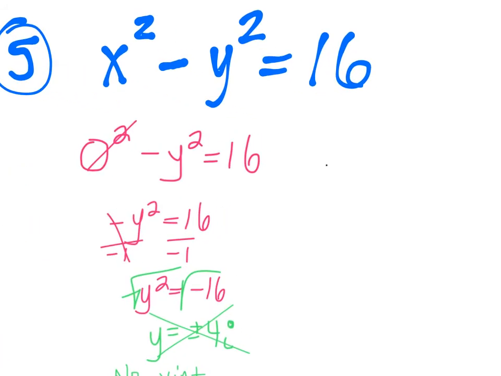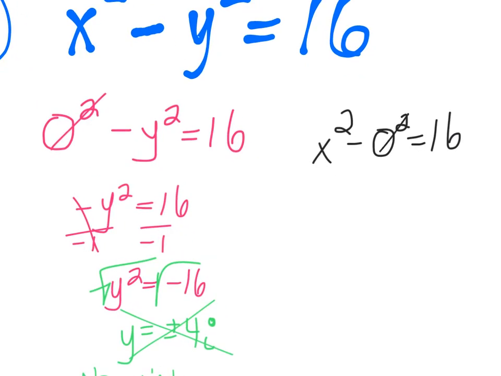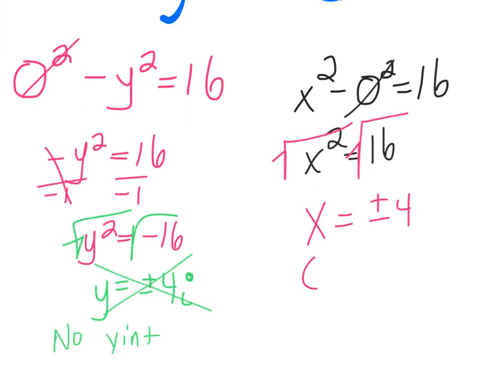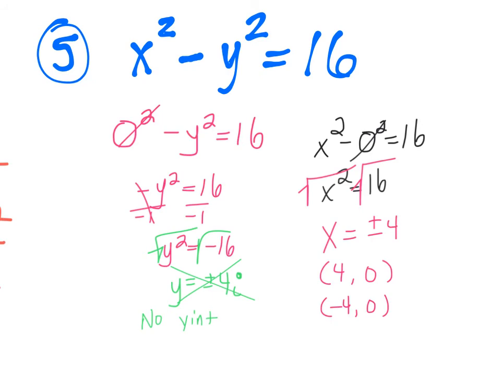So then here, x squared minus 0 squared equals 16. Well, what's 0 squared? So x squared equals 16. Take that square root. What goes in front of my answer? Plus or minus what? Square root of 16. 4. How many points do I have here? 2. So it's 4, comma, 0, and negative 4, comma, 0. Because it's plus or minus. That's okay.